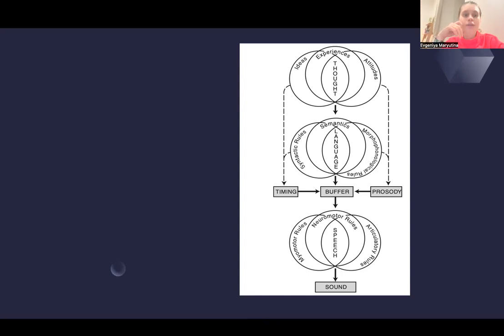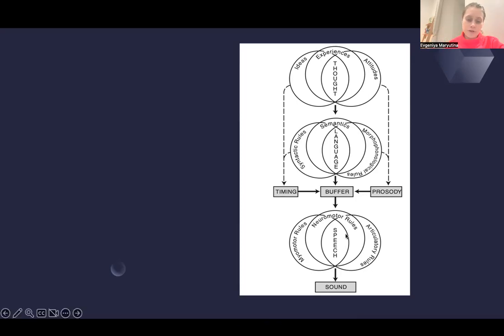There are several modes, but one of them is speech. So language is going through such buffers as timing. Timing is crucial in speech, and you will understand why by the end of this course. And then prosody is one of the buffers, right? Prosody and timing. And then speech is produced, right? And the result is basically sound, something audible.